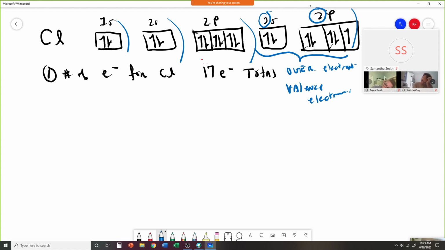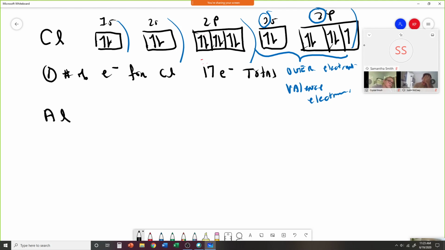All right, so now let's do one more, and then we'll move on to the next thing, which is valence electrons, okay? And we'll show you how to get them. But I just want to point out that the outermost electrons are where all the interesting things are happening. So let's do one more. Let's do aluminum.